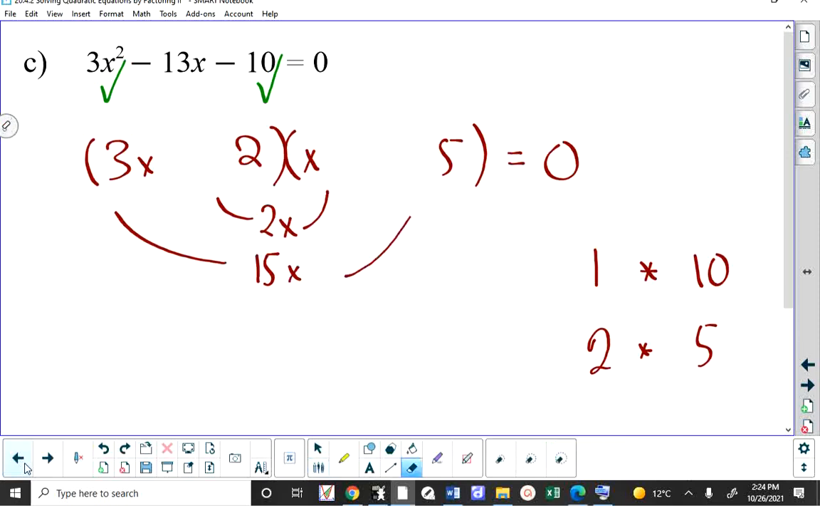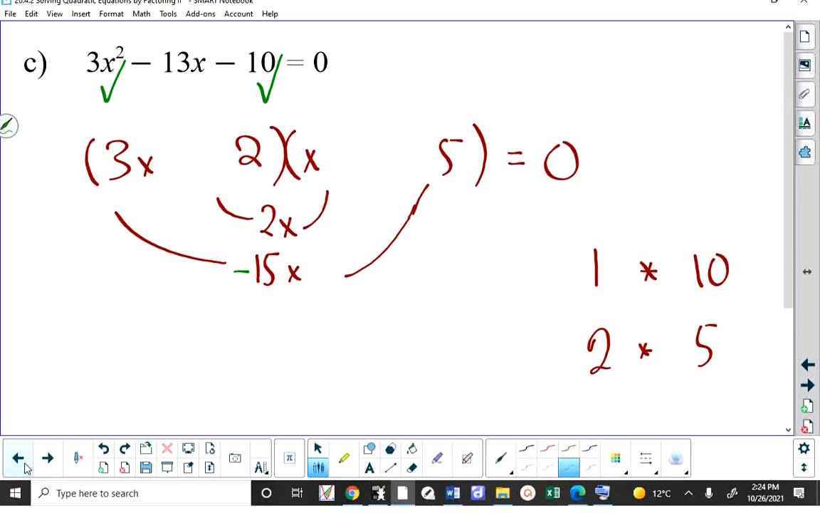Listen to how I ask this question. Can these two things be combined to get negative 13? Yeah. They can be combined if the 15 is negative. That would give me negative 15x plus 2x, which is negative 13x.